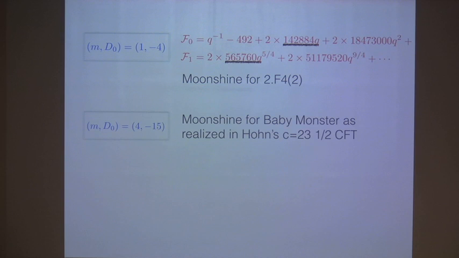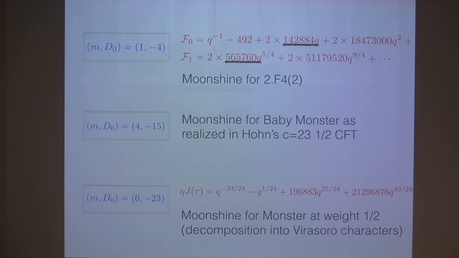So there's a CFT with central charge 23.5, which is what you get by taking an Ising model away from the monster theory. As baby monster symmetry, we find that. And we even find moonshine for the monster, but at weight a half.